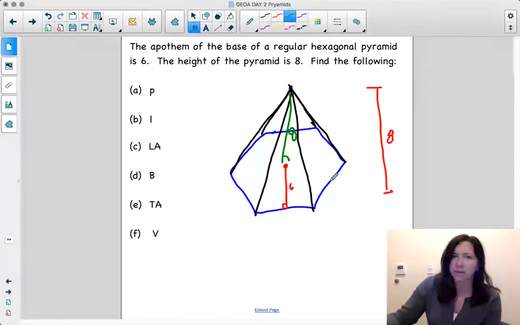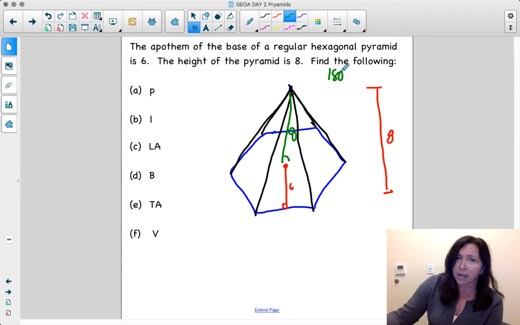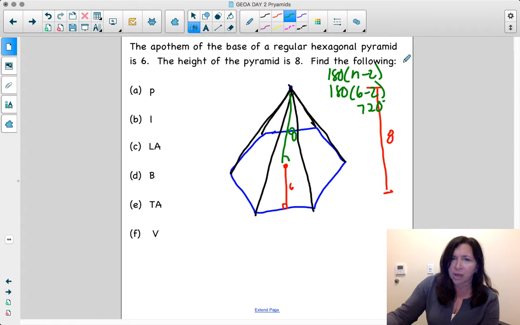This is a hexagon. So you know that the sum of the angles in a hexagon is 720, meaning, remember this formula, 180 times n minus 2. So 180 times 6 minus 2 is 4. 180 times 4 is 720 degrees. So this is the sum of all the angles, right? But because it's regular, they did use the word regular, that means all sides and angles are equal. So that means I can divide 720 by 6 and I get 120 degrees.